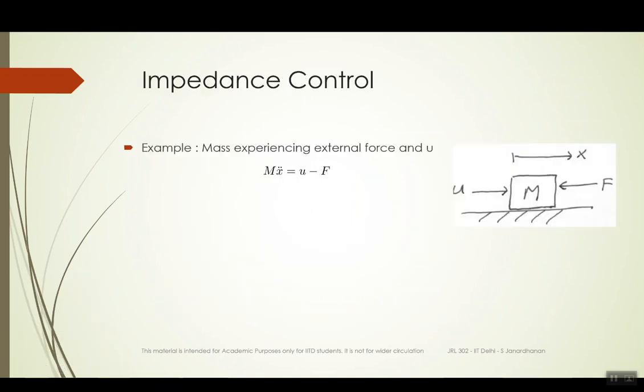Now let's take a small example of what is happening in this impedance control. Let us say that you have a system that is experiencing an external force F, and you are applying a force U. Now they are in the opposite direction, so the effective acceleration is m x double dot is U minus F, if I take x along the direction of U.